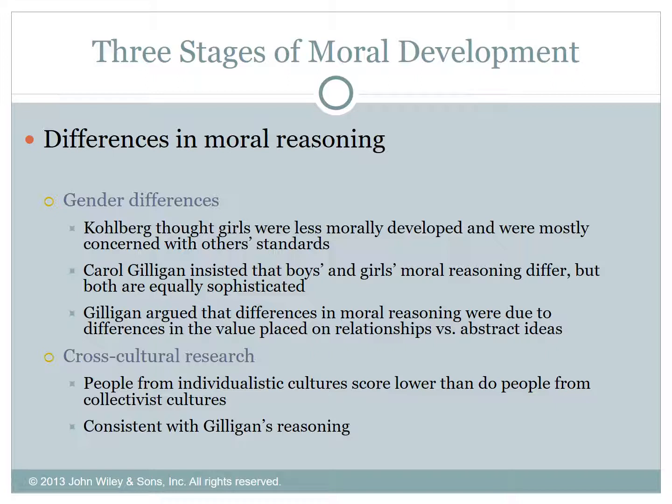And Carol Gilligan's reasoning has absolutely been supported by cross-sectional research over the years. It shows that people from, for instance, collectivist cultures actually score higher than people from individualistic cultures. So actually cultures that place more emphasis on relationships and mercy than on justice and equality actually score higher. Okay? So in some ways, the female version of this moral development sequence is more advanced than the male version of this sequence.